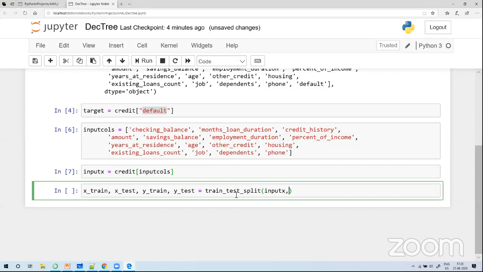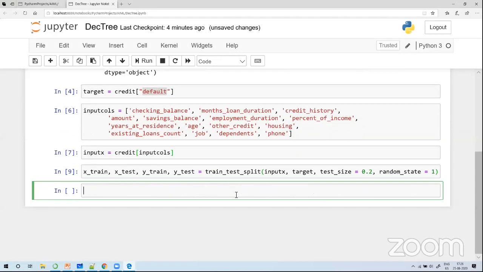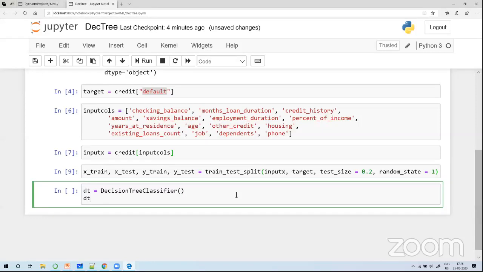Now train test split input X, target, test underscore size is equal to 0.2 and random underscore state is equal to 1. DT is equal to, this is an alias, you can give any name to it, decision tree classifier, DT dot fit X underscore train, comma Y underscore train.